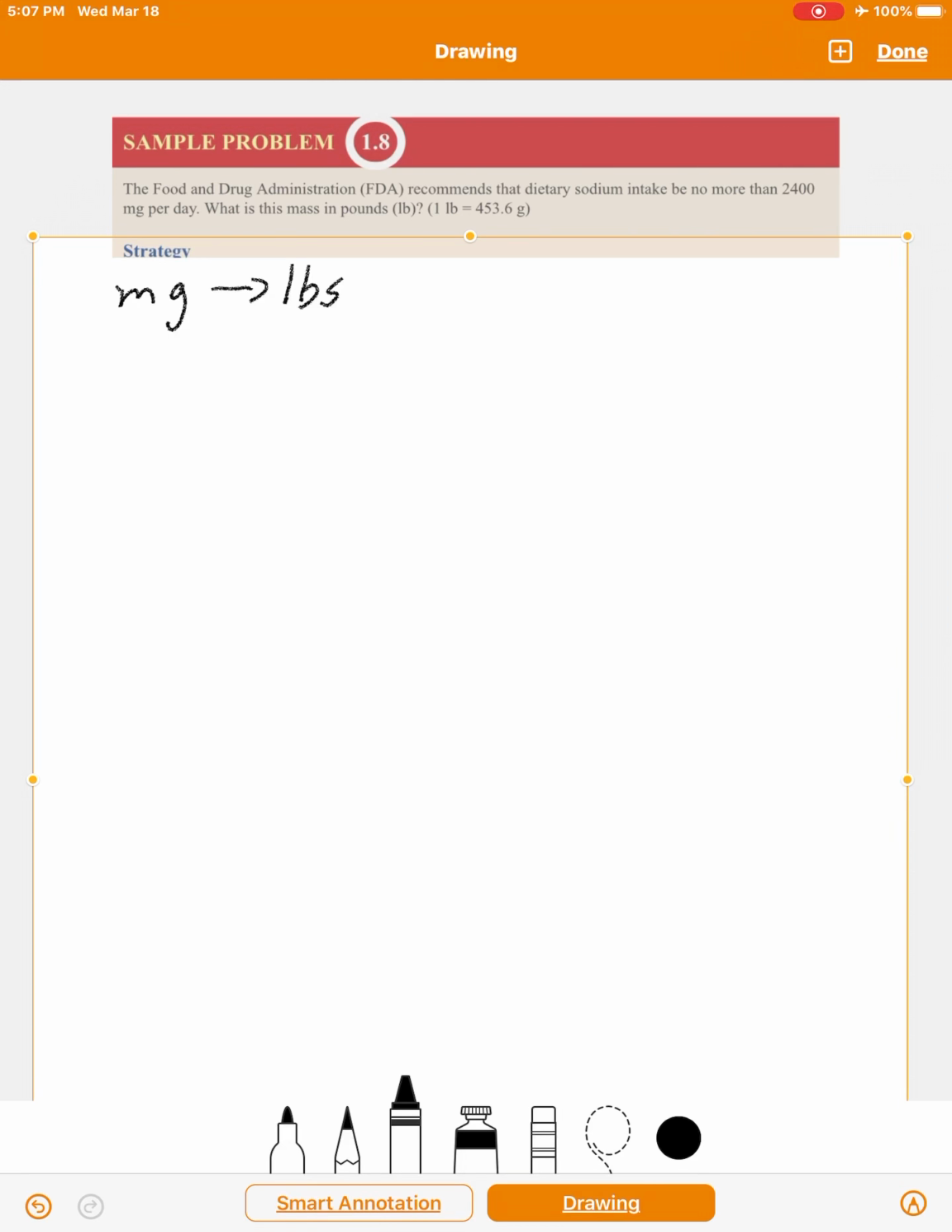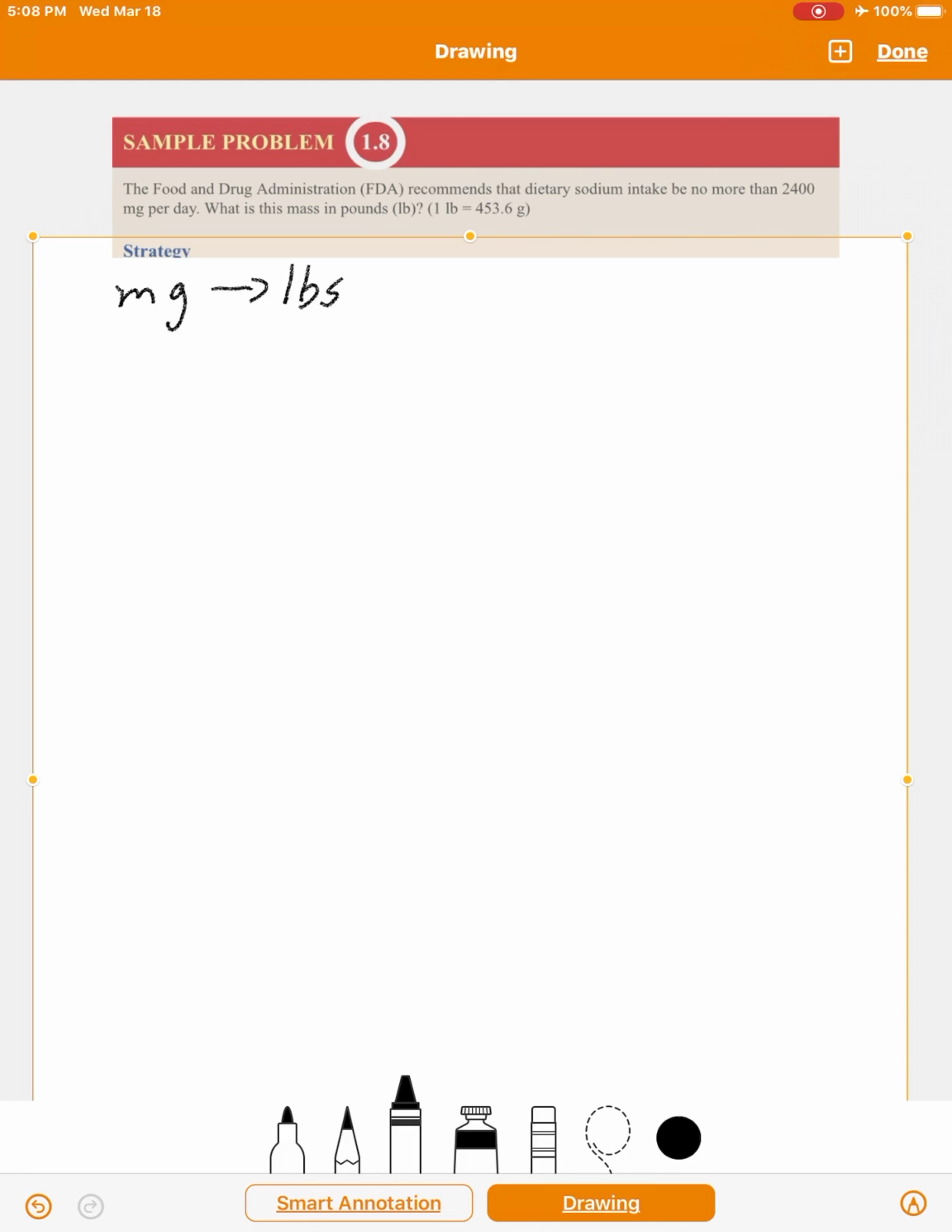Now, if you went online, you could find a direct conversion from milligrams to pounds. Google has all the conversions that you can ever imagine. In fact, if you just typed into the Google search engine, milligrams to pounds conversion, it probably would just show you a little calculator that would do it immediately. But we want to go through it ourselves. And so we're going to do this in a two-step process.